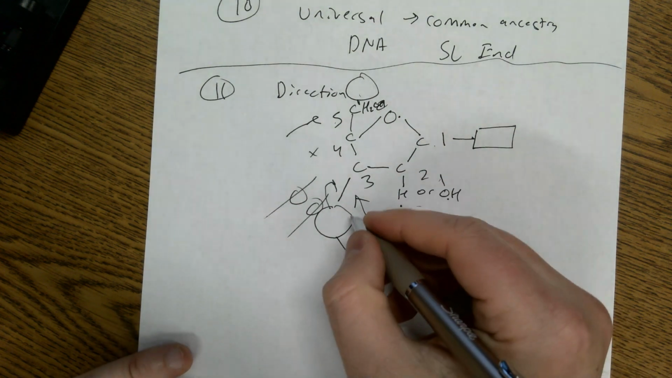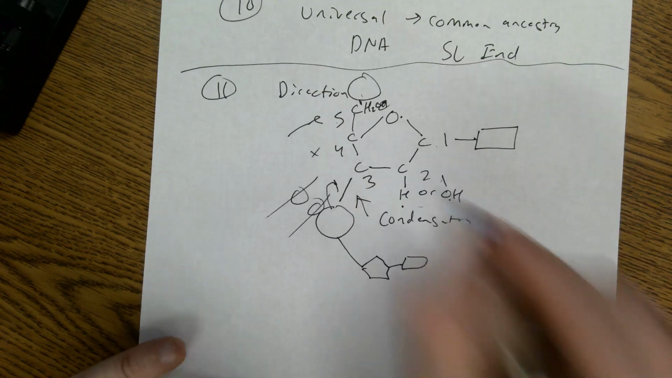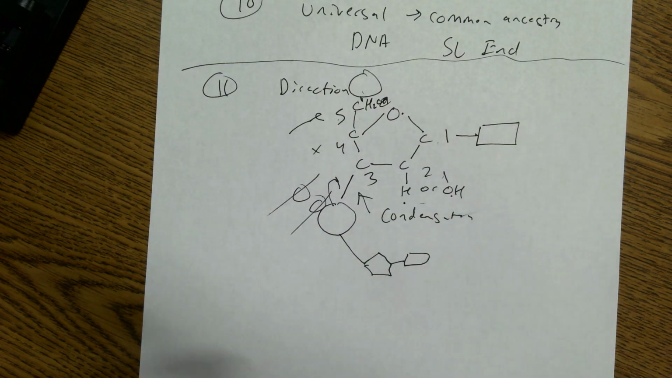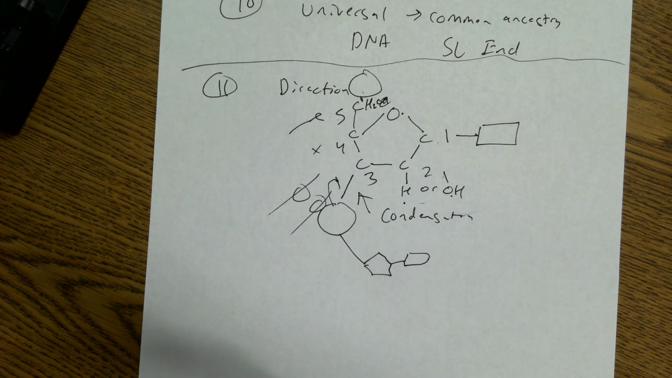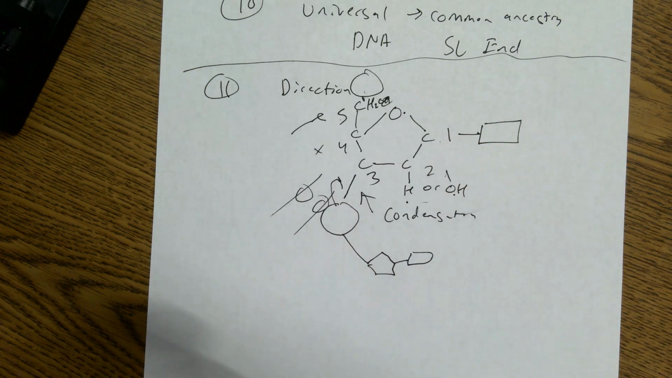So if you're wondering why it hooks into the bottom like that, that's because that's where the high energy phosphate is coming in, and then it can attach in like that. So you always build by adding to the 3' end, so you're building in that direction.